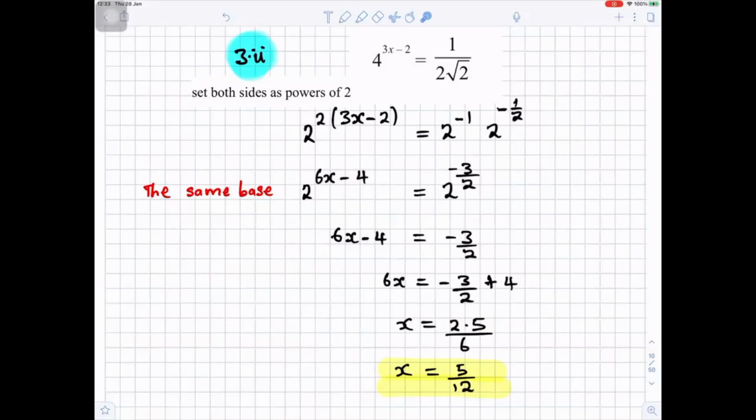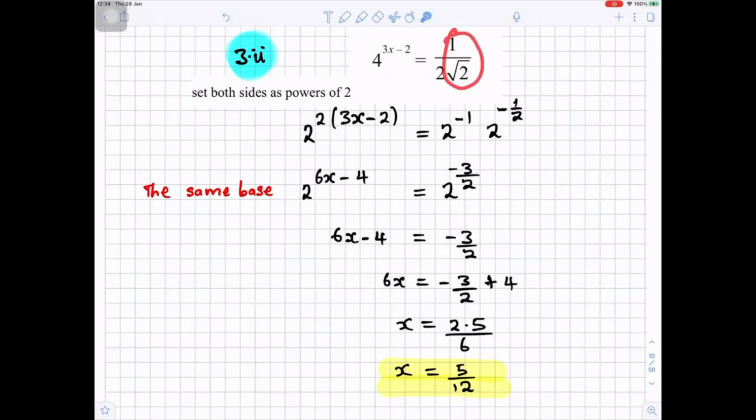Solve the equation 4 to the power 3x minus 2 is equal to 1 over 2 root 2. What we want to do is set both sides as powers of 2, the left-hand side and the right-hand side. 4 is the same as 2 squared, 2 times 2 is 4. So you write it as 2 squared to the power 3x minus 2. 1 over 2, half, is the same as 2 to the power minus 1. So write half as 2 to the minus 1.